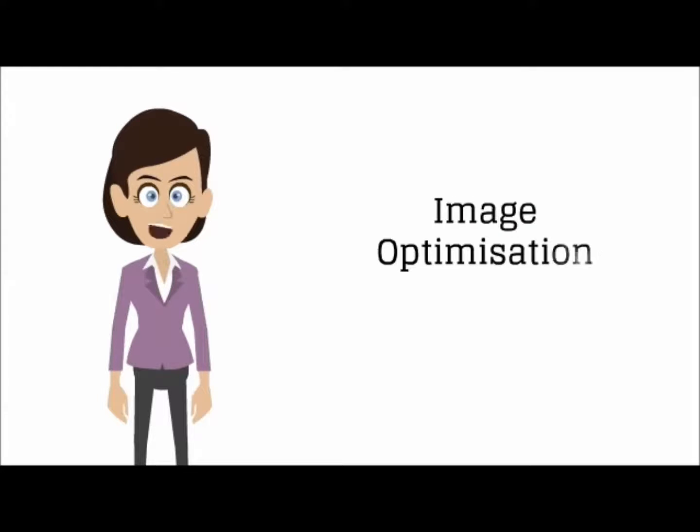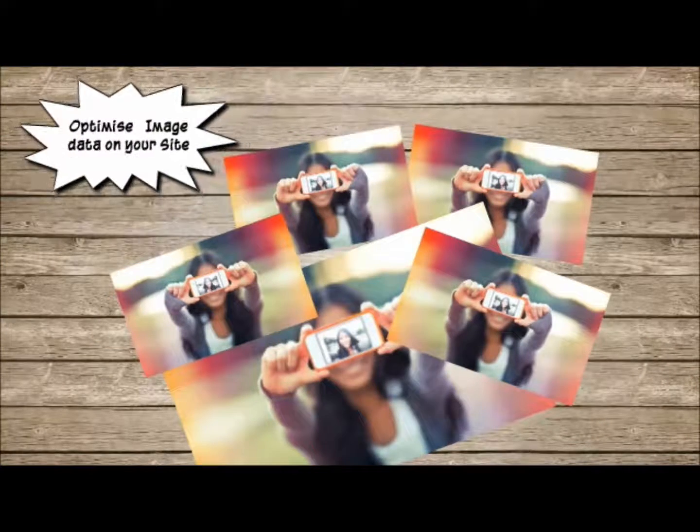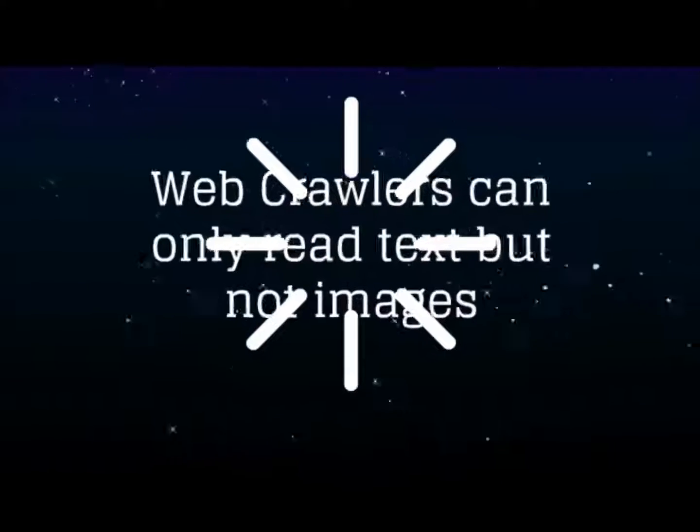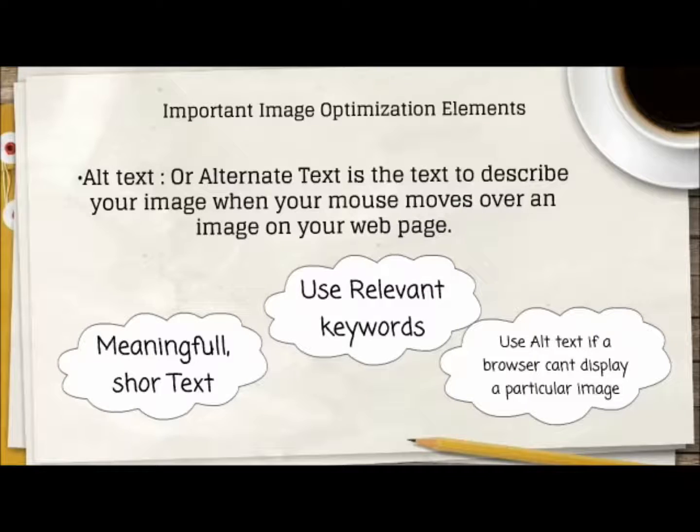The last topic we are going to cover in this video is image optimization. If your site has a lot of images, you need to optimize them as they can't be read by the search engines. It's very easy for a human reader to interpret the image into its meaning. However, for a web crawler, the whole interpreting process is completely different. Search engine spiders can only read text, but not images. Some important image optimization elements.